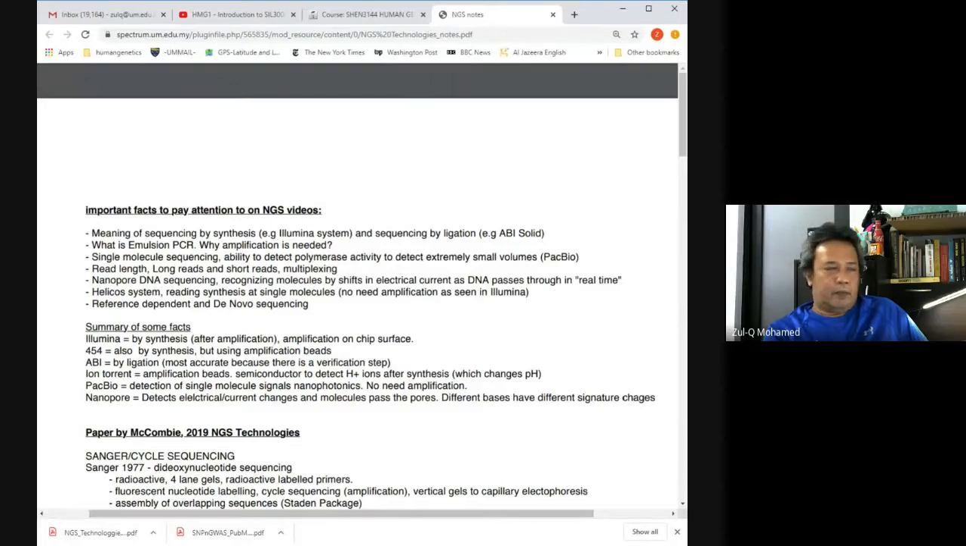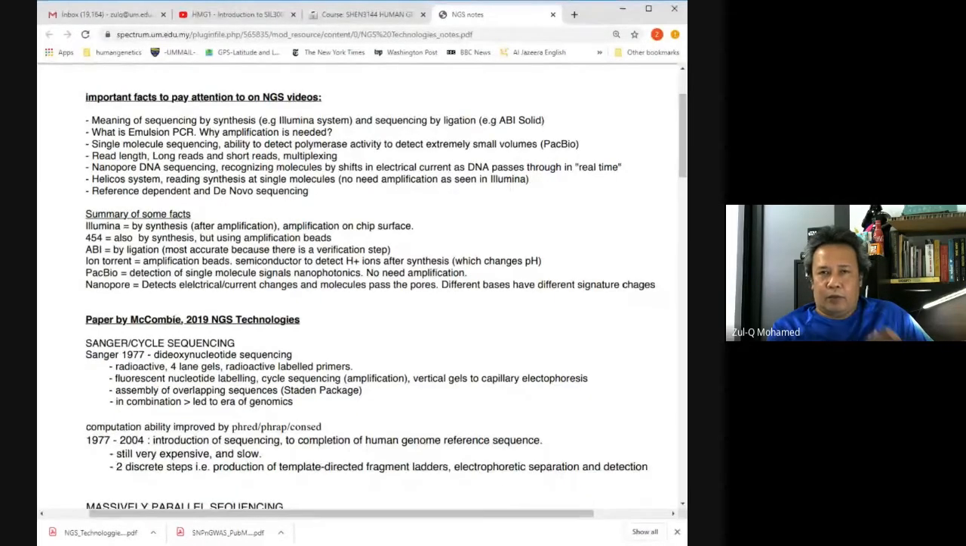We're going to read this paper and see whether we can understand, because I feel that you need to appreciate the strengths and the weaknesses of the NGS systems. Only then can you look at the applications and how you use NGS in human genetic research. Okay. Now, important notes when we talk about NGS.